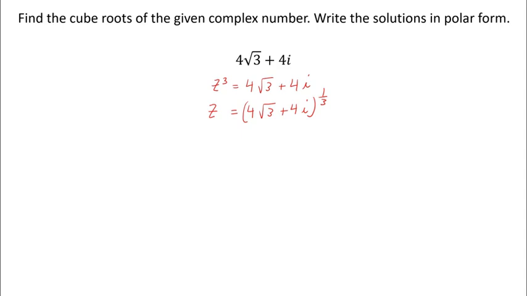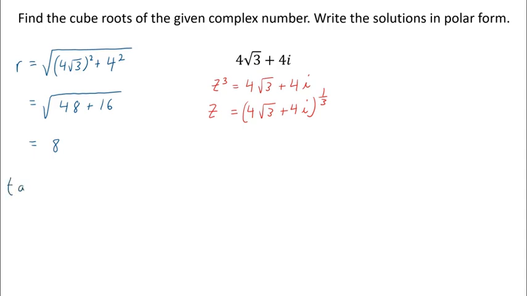So let's first take this from rectangular form, or a plus bi form, and put it in polar form. So let's find our r and our theta. R is equal to the square root of a squared, which is 4 square roots of 3 squared, plus b squared, which is 4 squared. So that's the square root of 16 times 3, which is 48, plus 4 squared, which is 16. 48 plus 16 is 64. So we have the square root of 64, which is 8. So our r value, or our modulus, is 8.